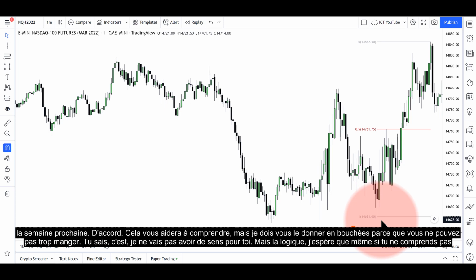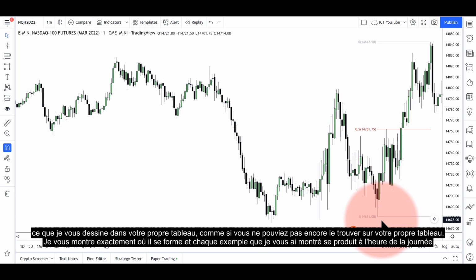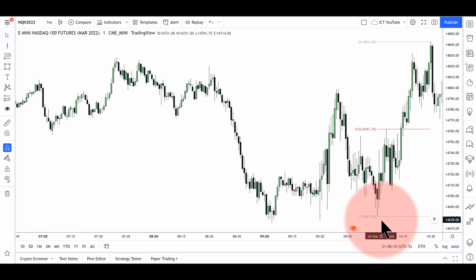But the logic, hopefully, even if you don't understand what I'm drawing you to in your own chart, like you can't find it yet on your own chart, I'm showing you exactly where it forms. And is every example I've shown you happening in the time of the day, the same way each time, and is it performing as I taught it? Yes. That's a model. That's a trading plan. That's an executable idea that you can go in and engage with a demo account.